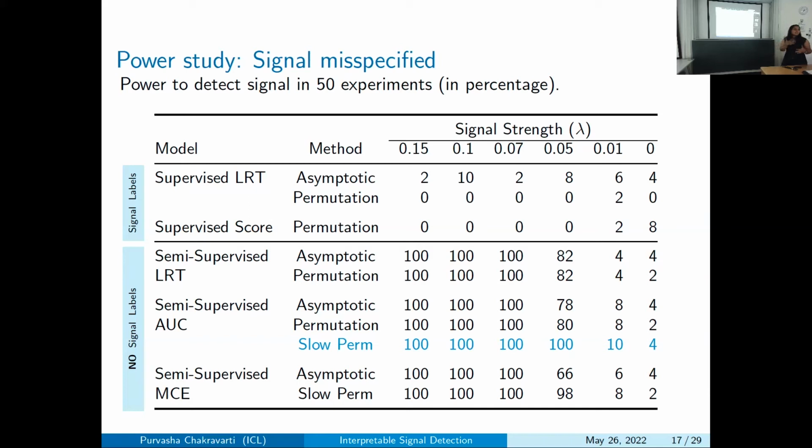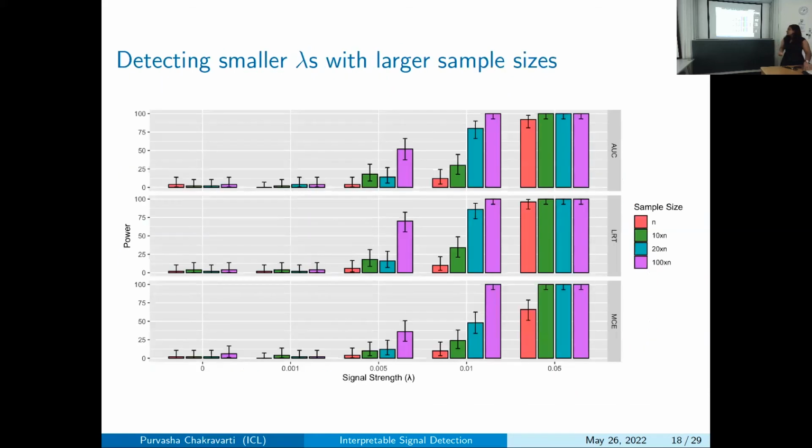So the sample size is really not an issue in their case. And so we basically did a simulation to show that that's the case. So here we tried n, if you look at the sample sizes on the right, so n here is the regular sample size from the previous experiments. And then we tried 10 times n, 20 times n, and 100 times n.